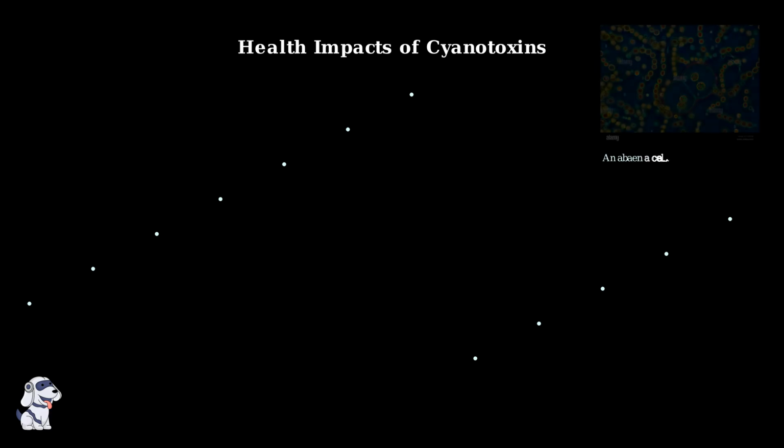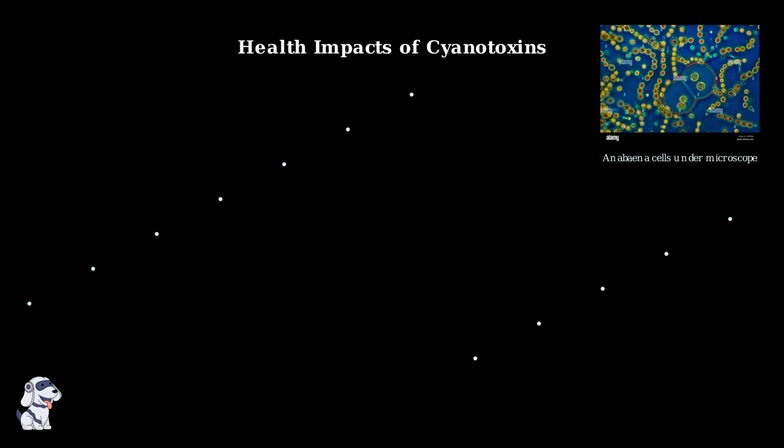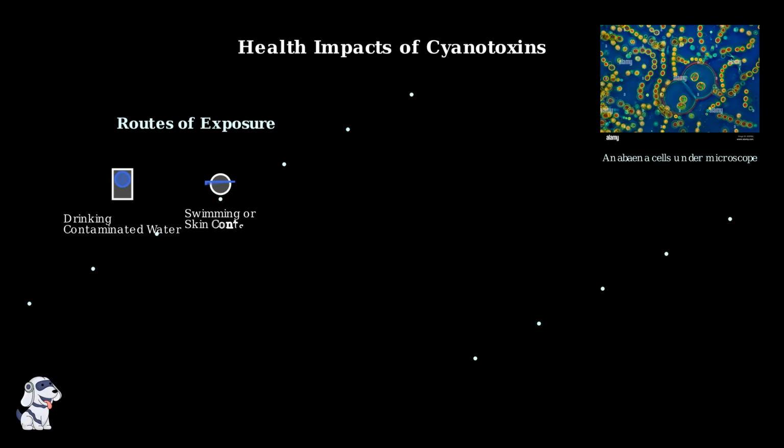Cyanotoxins produced by Anabaena and other cyanobacteria can cause serious health problems in humans and animals. Understanding these health impacts is crucial for staying safe around potentially contaminated water. There are three main ways people can be exposed to cyanotoxins. First, by drinking contaminated water. Second, through direct skin contact while swimming or bathing. Third, by breathing in water droplets containing toxins.